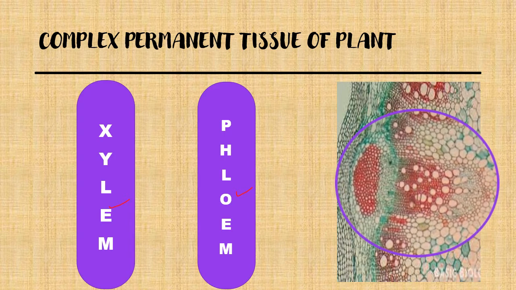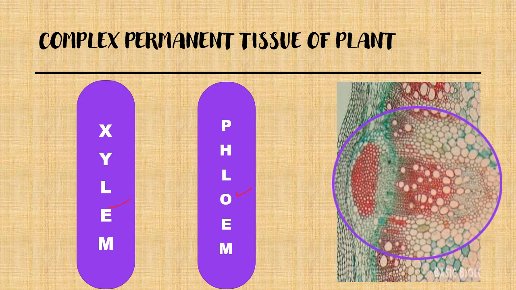If we take a section of a stem, the tissues found on the inner side are called xylem and these tissues are called phloem. Xylem and phloem always stay together. Along with other tissues, they make the vascular bundle.